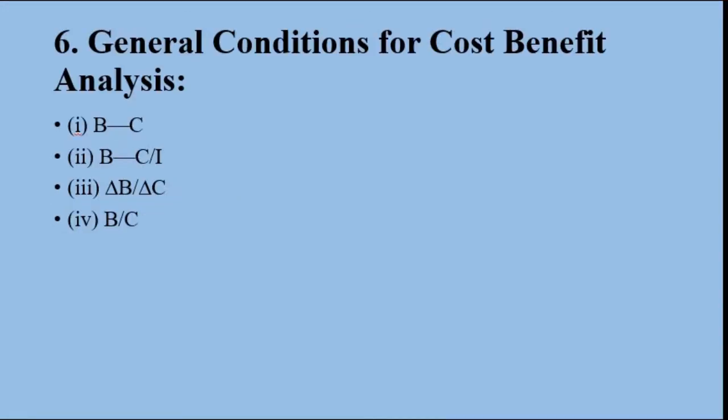General conditions for cost benefit analysis. Here B minus C, B minus C by I, increment in B minus C by I, and B by C. Here we know that B is the benefit and C is the cost, and I indicates an indirect investment. We know that there is a delta which says the change or increment of that benefit or increment of investment.